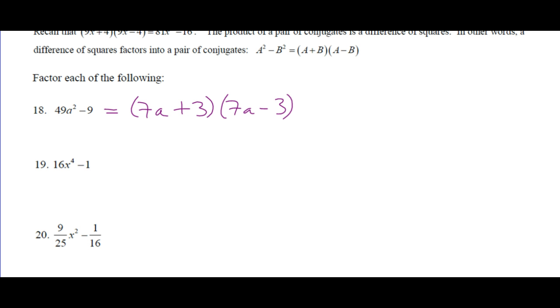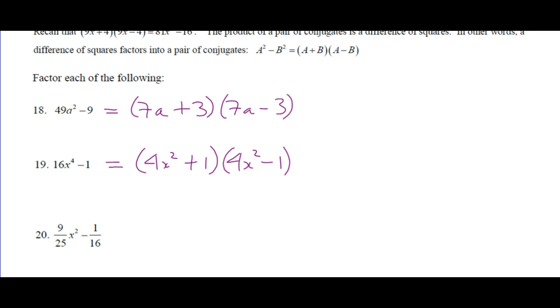So 16x to the fourth minus 1. So first, is there a common factor? No, right? 16 and 1. No common factor. Okay, so what's the square root of 16x to the fourth? 4x squared plus 1, and then 4x squared minus 1. And now what do you say? You say, haha, another difference of squares.